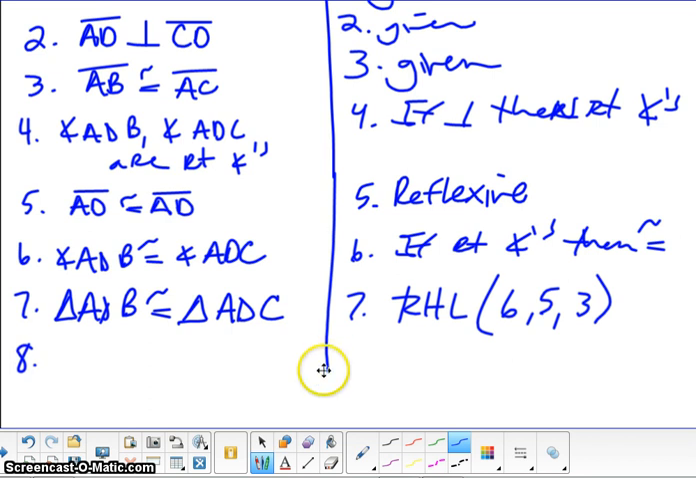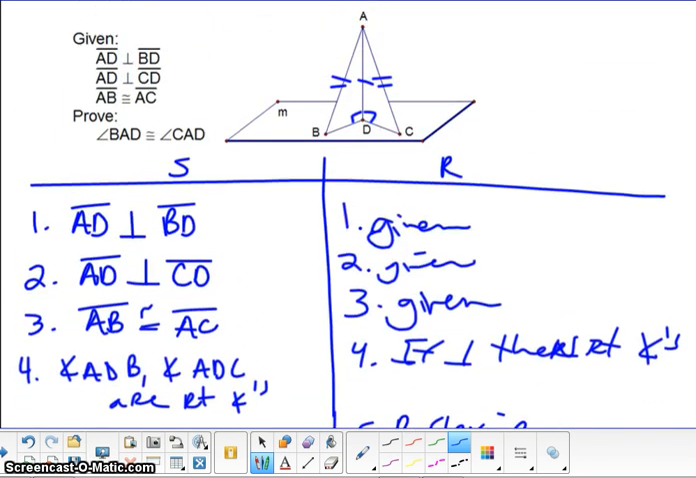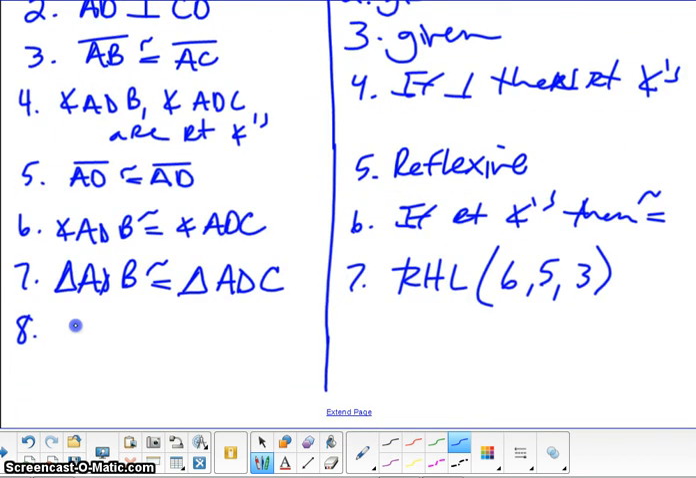And then once we have triangles congruent, then by CPCTC we can say that those two angles are congruent to each other. So angle BAD is congruent to angle CAD because of CPCTC.